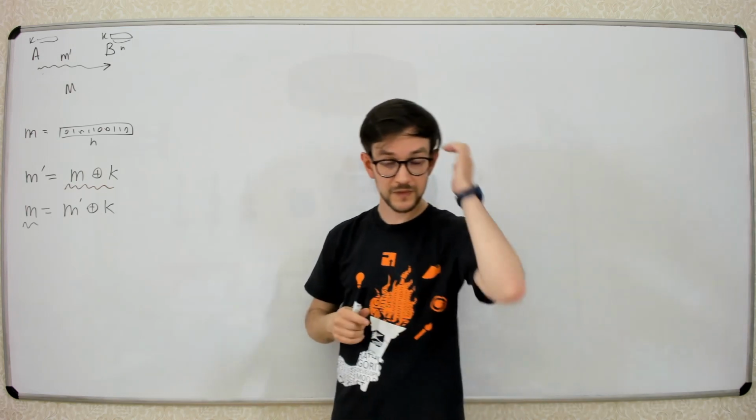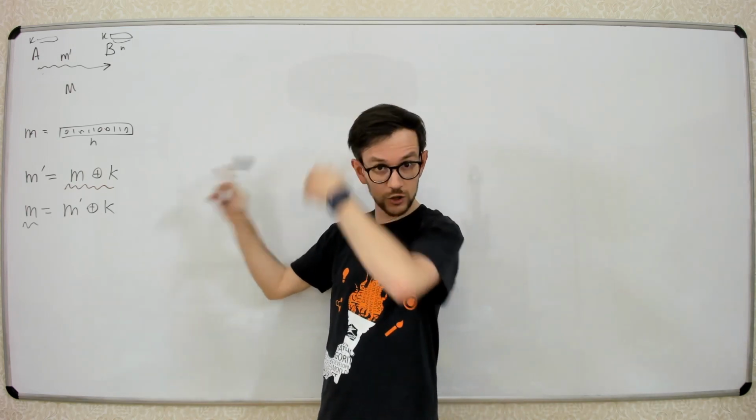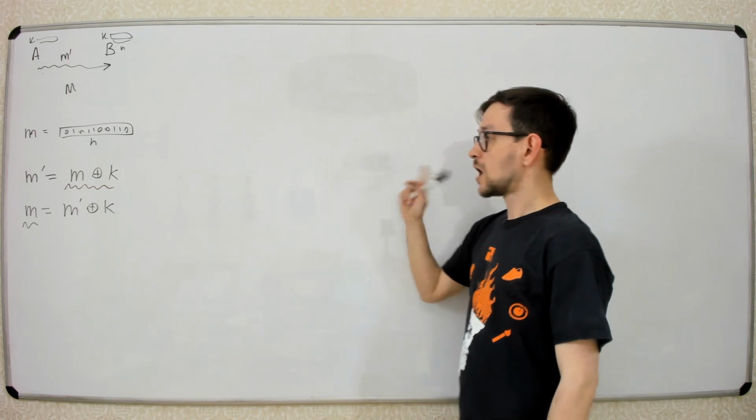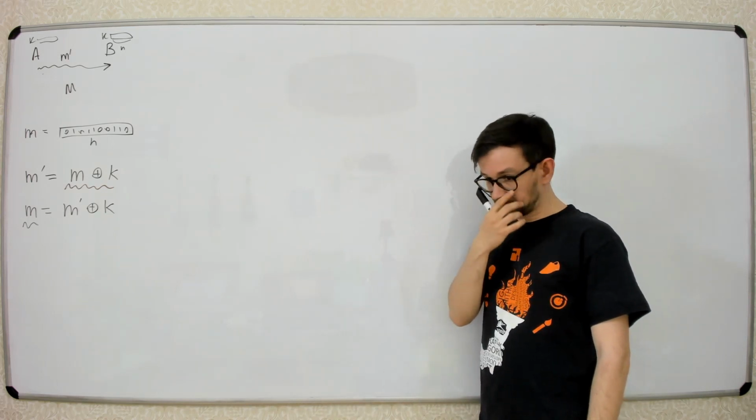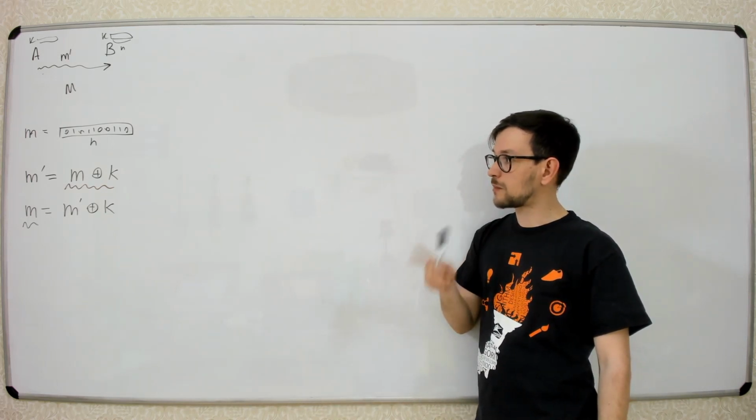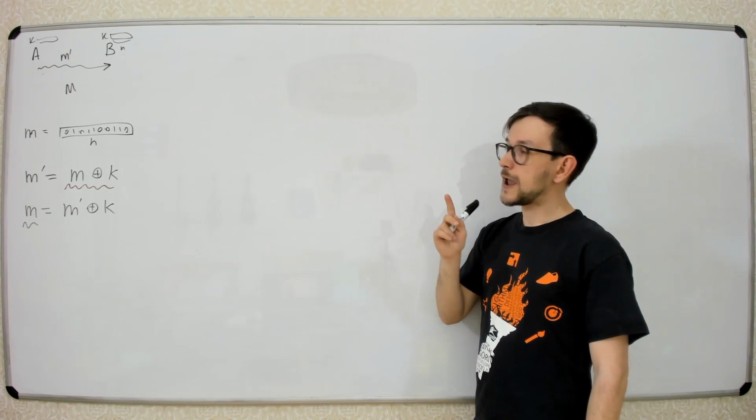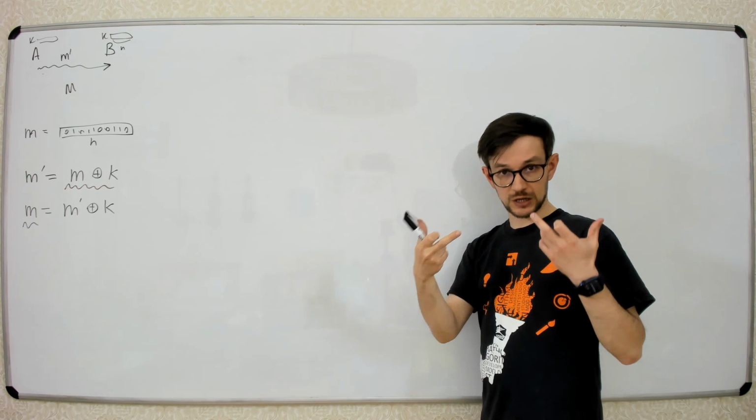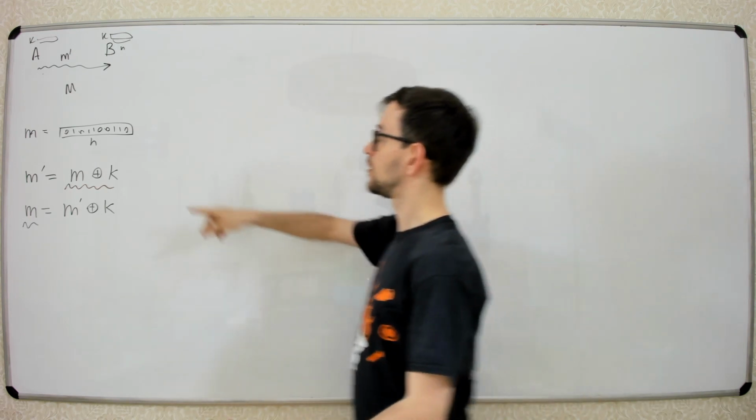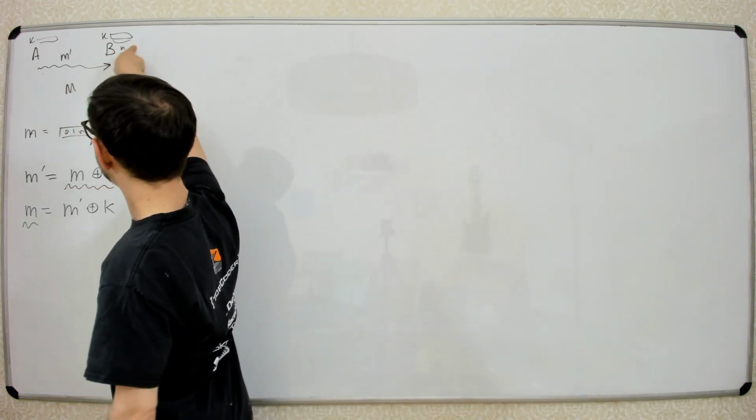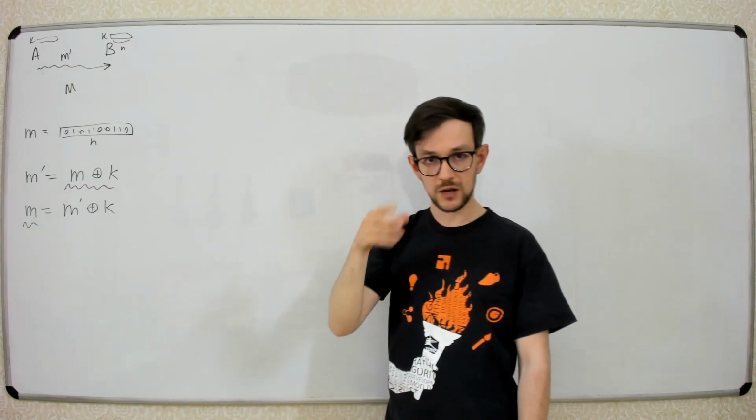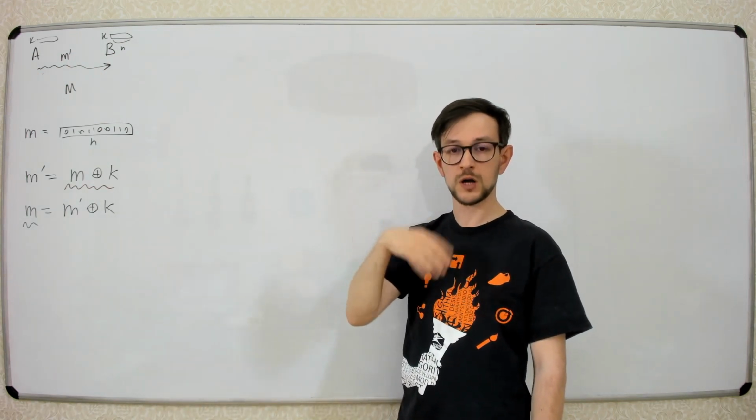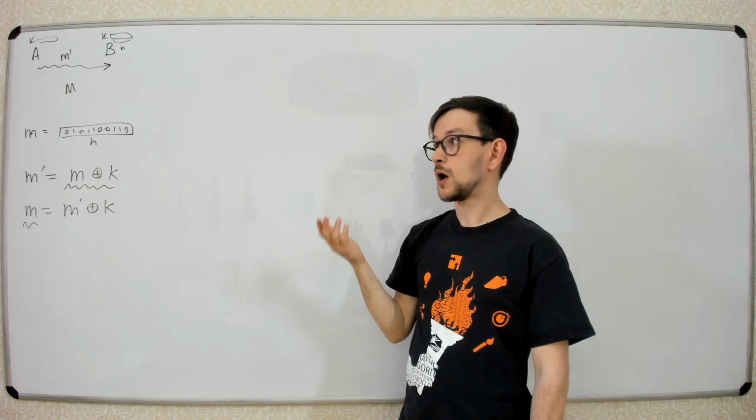Very simple cipher. It's actually working. You can do it like this. There are two problems. Problem number one: A and B somehow should get this shared key. So somehow A and B should get the same key before they start the conversation.